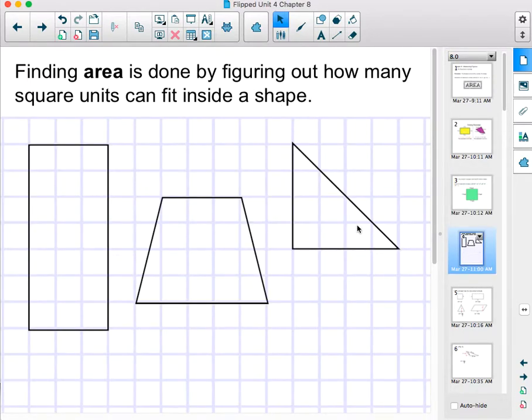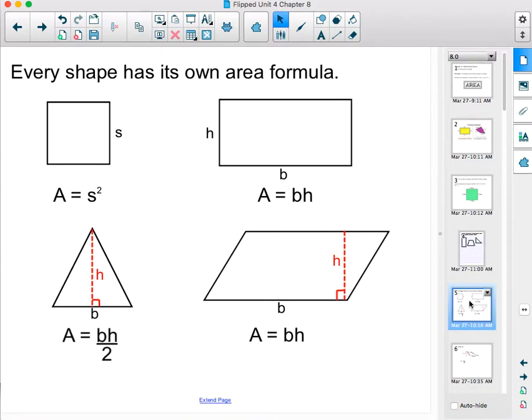Again, if we were given a diagram like this, we could find the area of each shape just by counting up the squares that fit inside. So we could count 1, 2, 3, up to 21 square units for the area of that rectangle. We could do the same thing for the trapezoid or the triangle, but it gets a little trickier because now we're dealing with pieces of squares. So instead of counting up squares, we like to use formulas, and every shape has its own area formula.